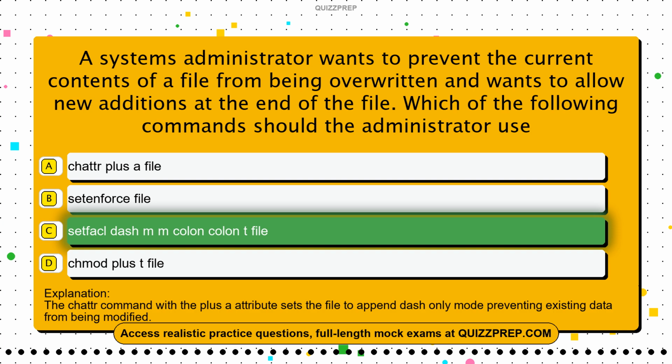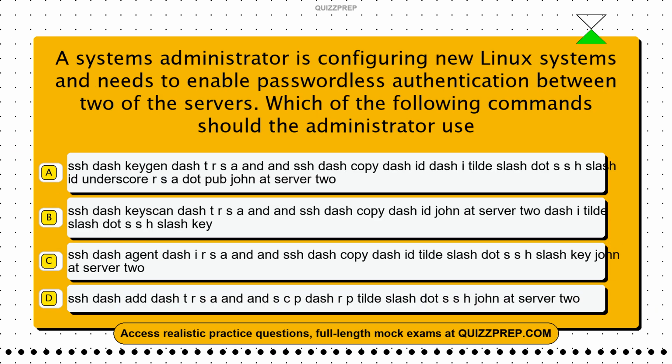The chattr command with the +a attribute sets the file to append-only mode, preventing existing data from being modified. Question 12. A systems administrator is configuring new Linux systems and needs to enable passwordless authentication between two of the servers. Which of the following commands should the administrator use?